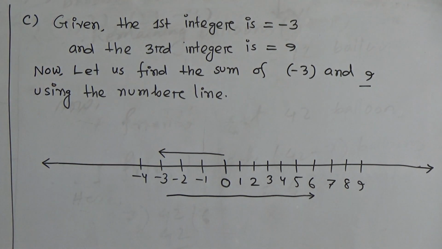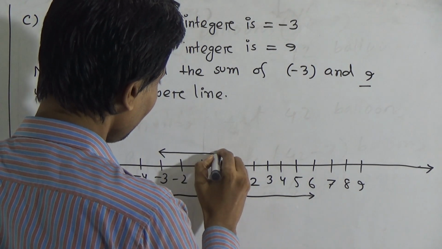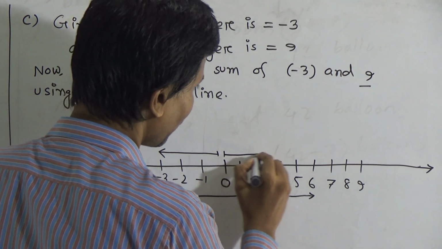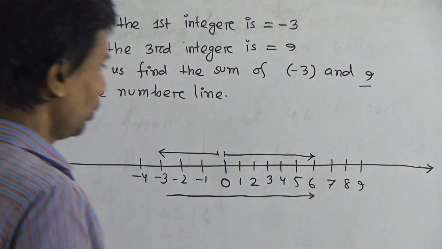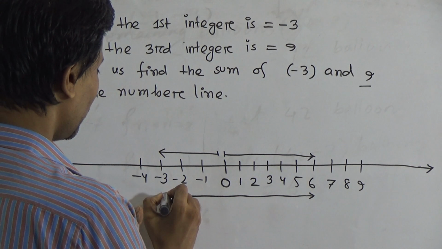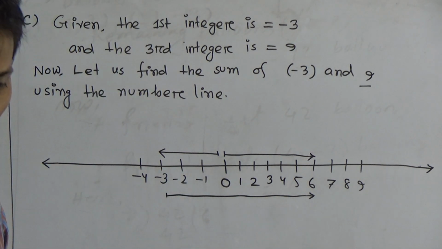Now our result is what? Our result is only 3. So look, our result is positive 3. So you have to move and you have to submit your number line like this way. Okay, I hope you understood. Now you have to write.